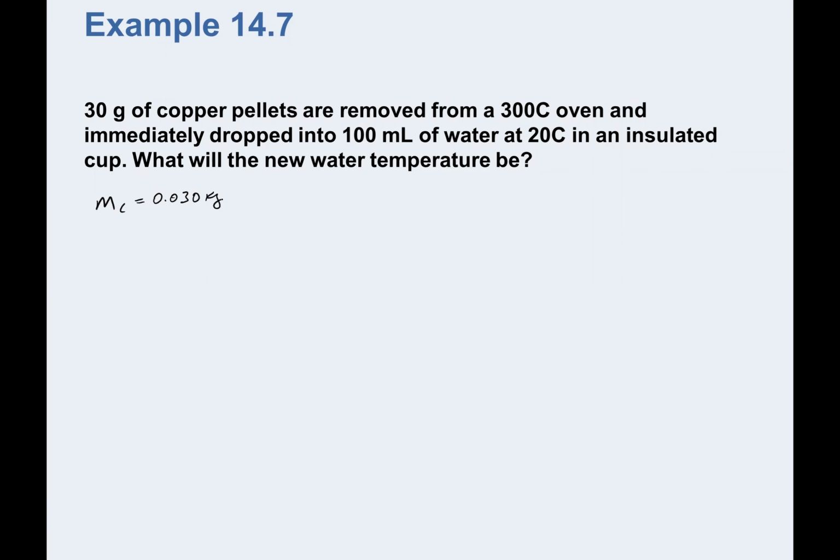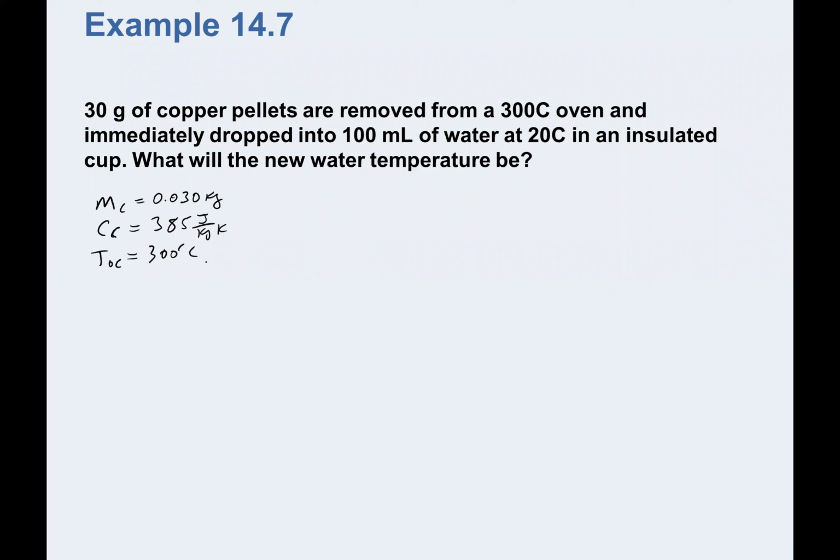Then what I have here, because I know it's a copper, I know then the specific heat of copper, okay? And that will be 385 joules per kilogram Kelvin. Remember, kilogram Kelvin or kilogram Celsius, that's the same thing. And I know that I start with the initial temperature of the copper as 300 degrees Celsius.